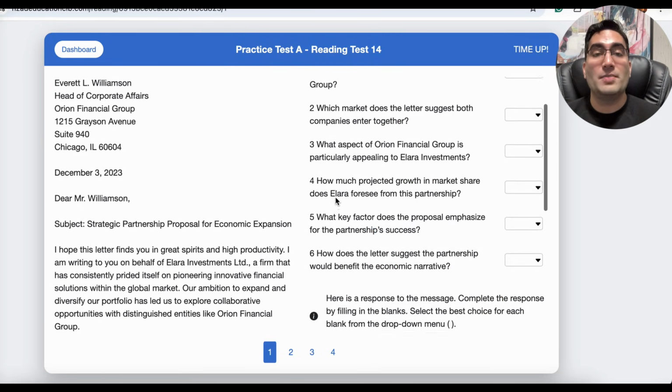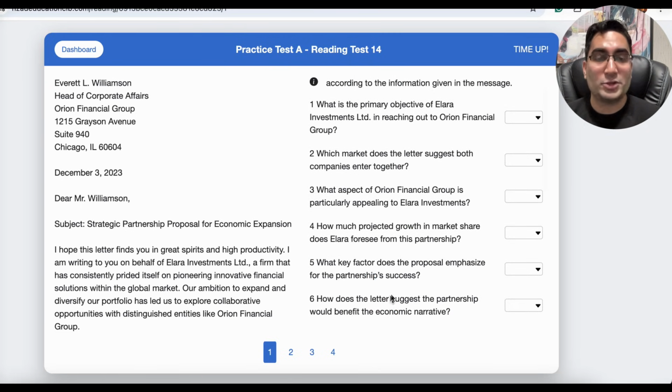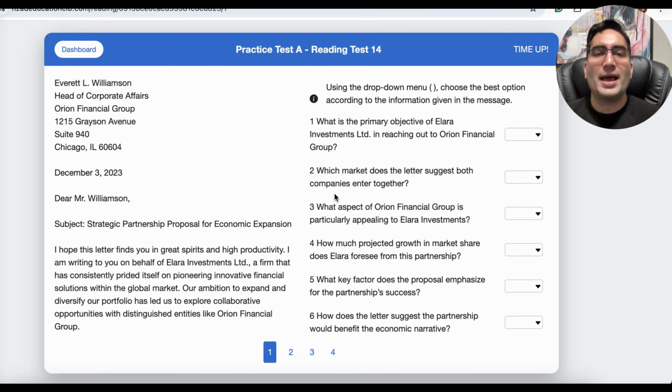Most of your time is spent in the first few questions because this is the first time where you're reading the passage. So let's talk about that. How do we manage that? Let's look at the question types themselves.